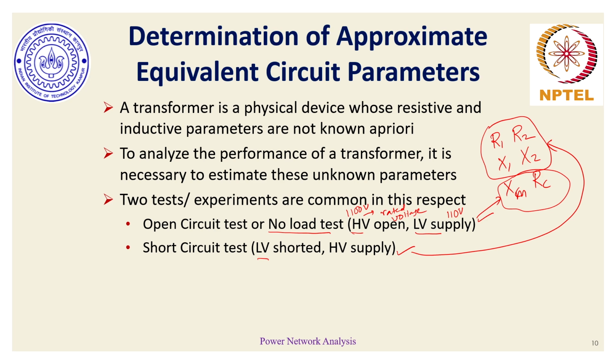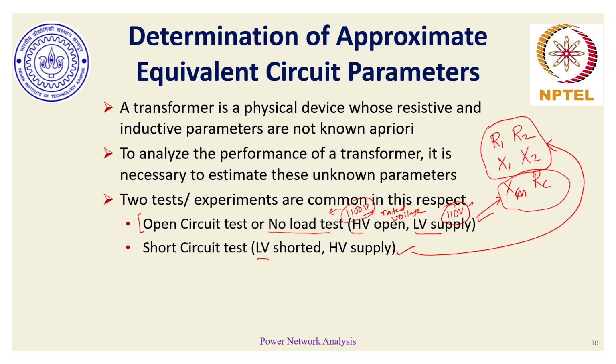It's obviously safer to work with a low voltage source compared to a high voltage source. So that's the reason why the supply is given on the low voltage side and just sufficient voltage is applied so that rated voltage appears on the HV side. So basically 110 volts will be applied on the LV side, and the corresponding power loss and current are measured, and from those readings we can do some calculations to find the corresponding parallel branch elements.